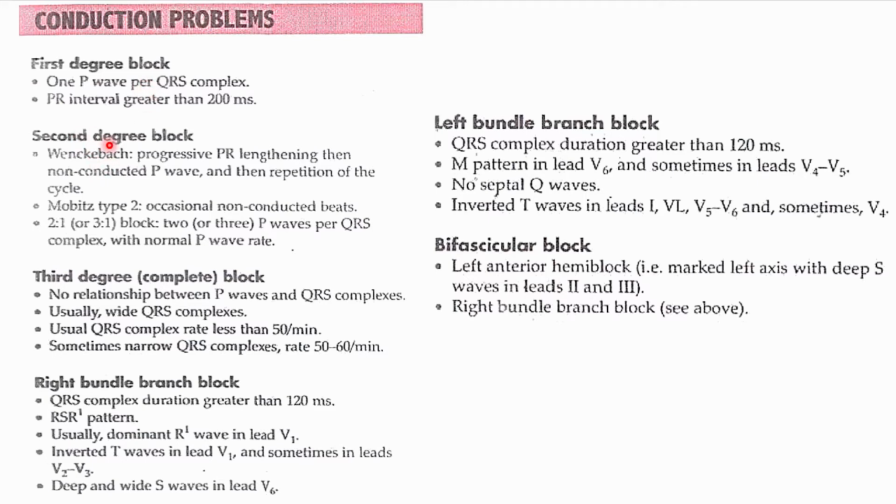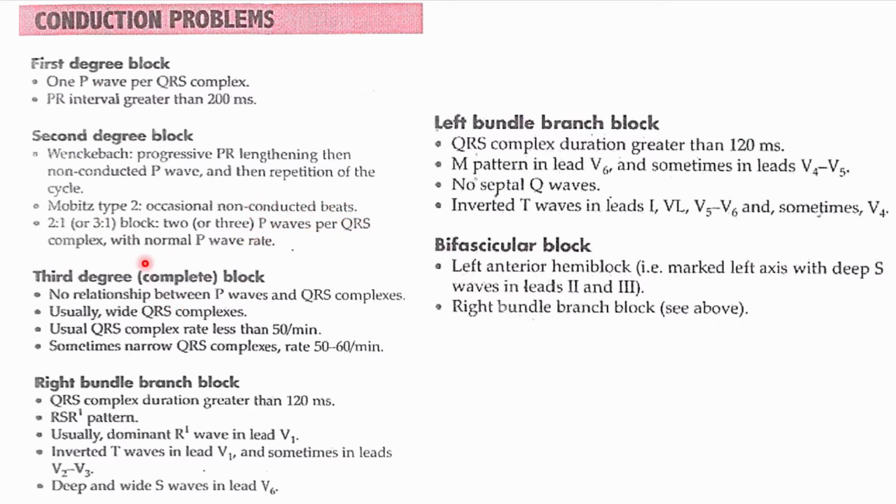Then we also looked at second degree heart block, where there is a type 1, which is known as Wenckebach phenomenon, where there's a progressive increase in the PR interval until you do not conduct the beat, where you lose a QRS complex. Then you have a Mobitz type 2, where there are some beats that are not conducted. You may also sometimes get a 2-to-1 block or a 3-to-1 block, where you get 2 P waves and 1 QRS complex, or 3 P waves and 1 QRS complex.